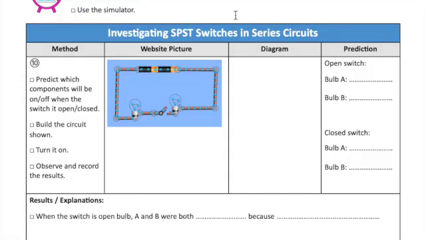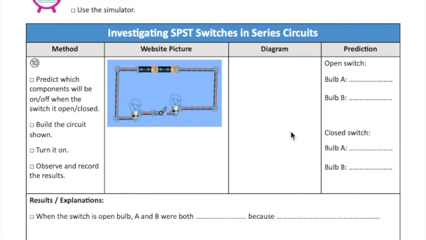Okay, on to SC7, which is to build circuits with SPST switches. Don't worry about the fancy name. It's just building circuits with the normal switch that we've been using the whole time. So all you have to do, as ever, is read through the method, then look at the picture of the circuit that you're building. Make sure you take care to look at how many cells or batteries there are.